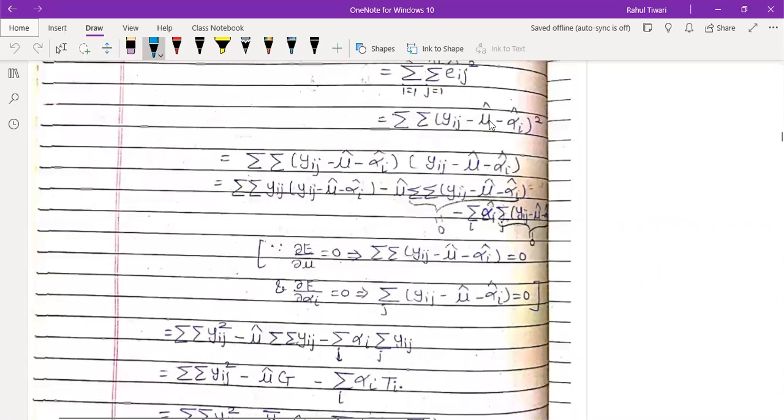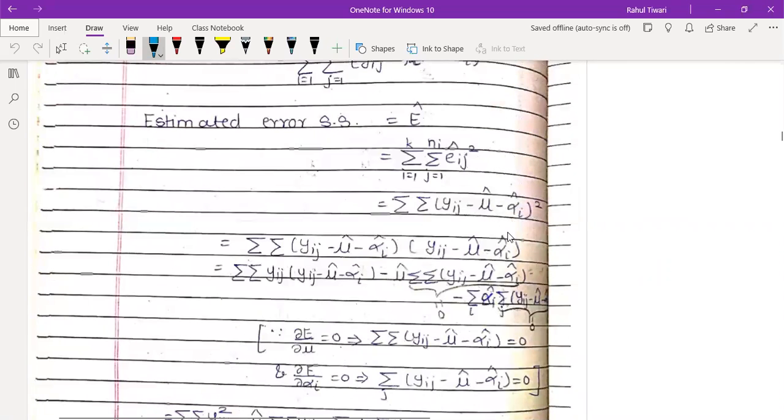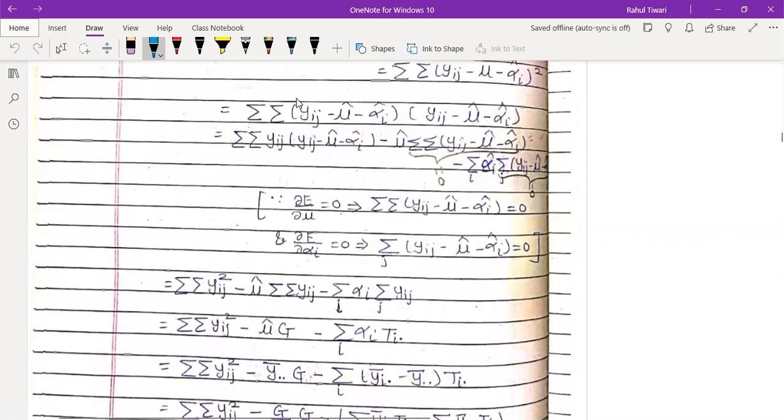So it becomes (yij minus mu hat minus alpha i hat) the whole square. Now this is a square, so you may use the formula (a minus b) square, that is a square plus b square minus twice ab. After that, you can simply open the brackets: multiply this yij with this term, similarly mu hat with this term, and alpha hat with this term. Just go on multiplying each term with the bracket.